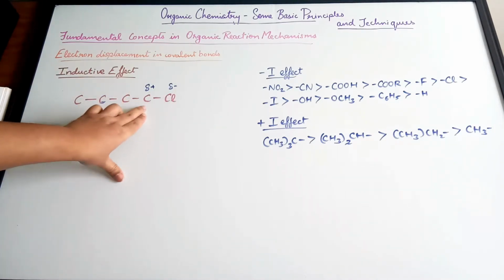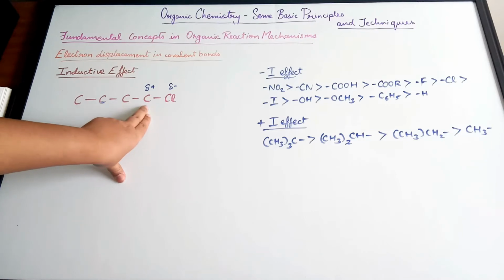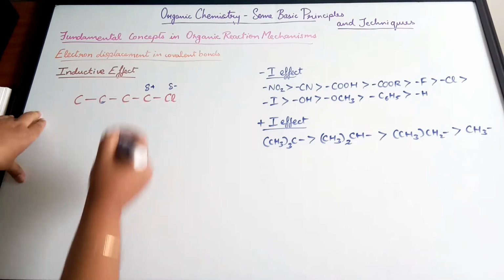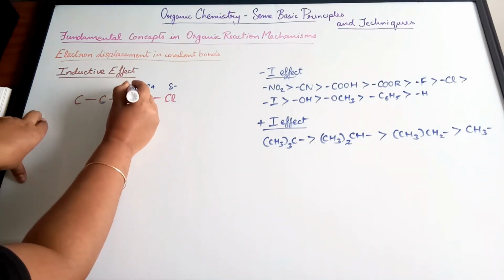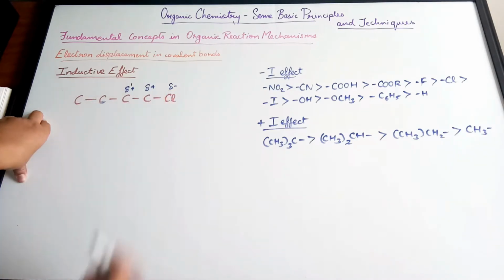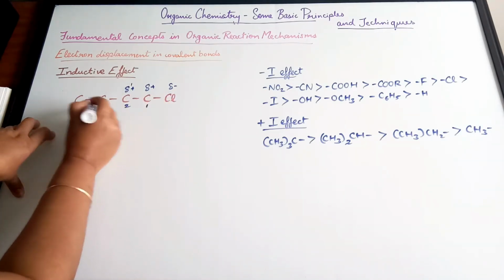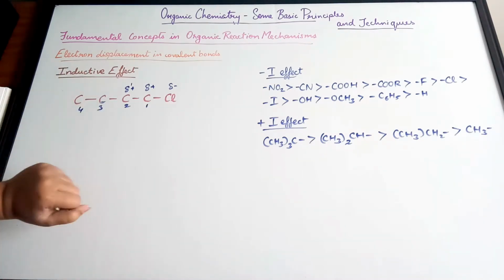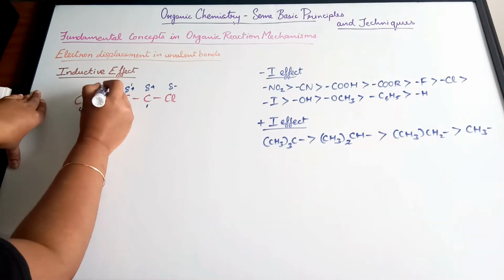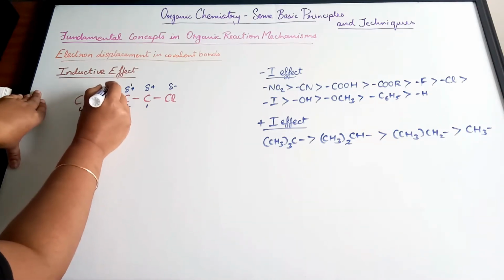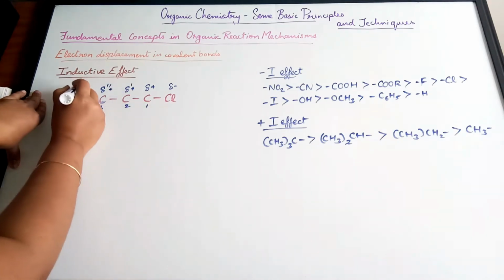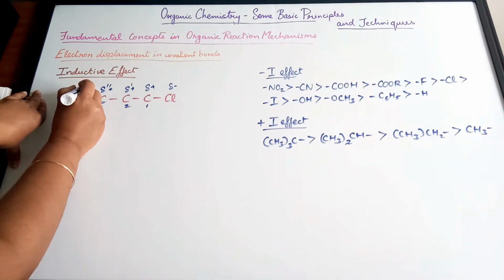And because this carbon is having a partial positive charge, this will tend to pull the electrons of this bond towards it, and this leads to a partial positive charge on this carbon, that is this carbon 1, 2, 3 and 4. So this leads to a partial positive charge on the second carbon, and again of course we will expect that to happen with carbon number 3 as well as carbon number 4.